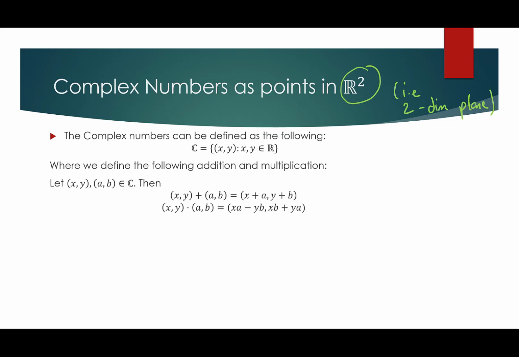The complex numbers can be defined in the following way. C, which is going to be our notation for the complex numbers, is the set of tuples x comma y for which our first and second coordinates belong to the real numbers. So again, the first way we're thinking about complex numbers, they're tuples of real numbers. They're points, x comma y.